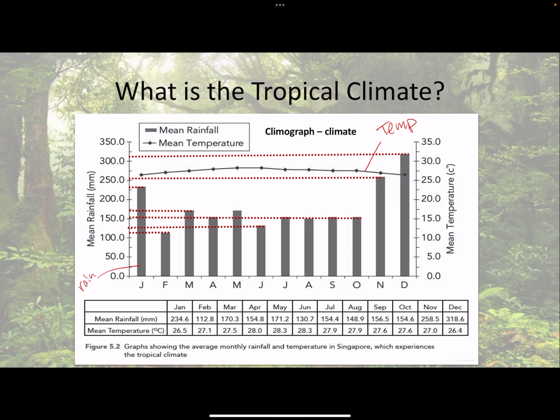Now, the type of graph is fixed in a climograph. Your bar graph will always be used to represent the rainfall, and your line graph will always be used to represent your temperature. Okay, so with this, you can see what kind of rainfall and what kind of temperature you have on average, and then you can decide what kind of climate is dominant in this area.